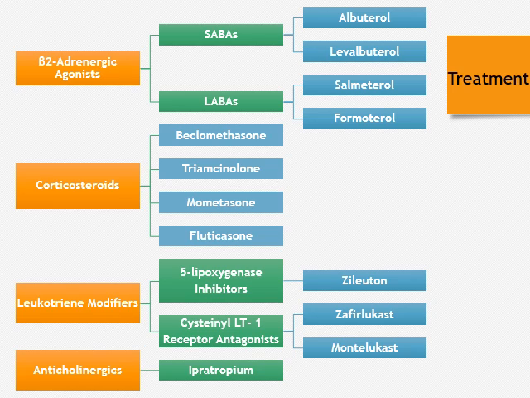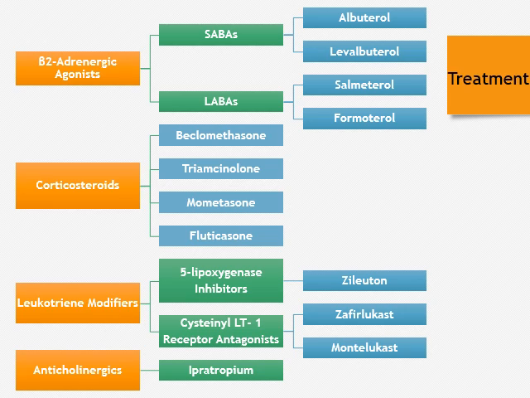Here is the pharmacological classification of the different classes of anti-asthmatic drugs that are used. Number one are the beta-2 adrenergic agonists. These include the short-acting beta-2 adrenergic agonists and long-acting beta-2 adrenergic agonists. The SABAs include albuterol and levalbuterol, while the LABAs include salmeterol and formoterol. The second class, the commonly used class, is the corticosteroids. These include beclomethasone, triamcinolone, mometasone, and fluticasone.